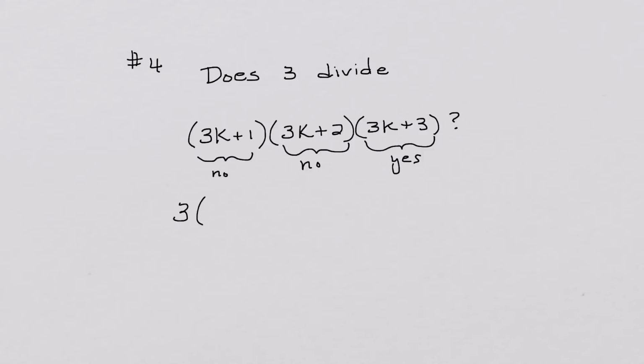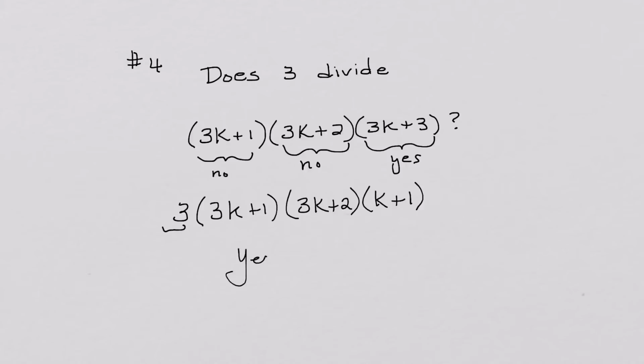So I can put the 3 out front, and I have 3k plus 1 times 3k plus 2, and then times a k plus 1 on the end there. Does 3 divide this? Yes, because 3 is one of the factors. So my answer is yes. So I'm just looking to see, is it possible to make this a factor? Now, what if I could have factored more from the binomial? I wouldn't have. I really just wanted to take out the 3 because I wanted to see if 3 divided.